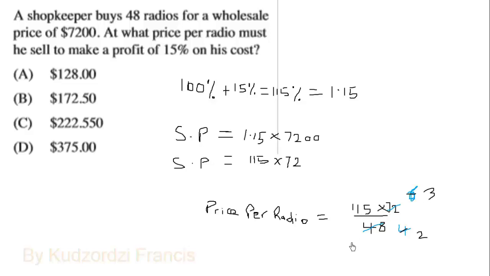So now let's multiply 3 by 115. 3 times 115 gives 345 over 2. 2 will go into 34 how many times? 17 times, then we are left with 5. 2 will go into 5 2.5 times, so that will be $172.50. That will be the correct answer.